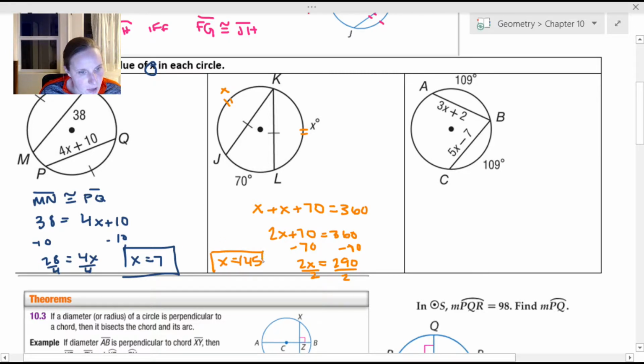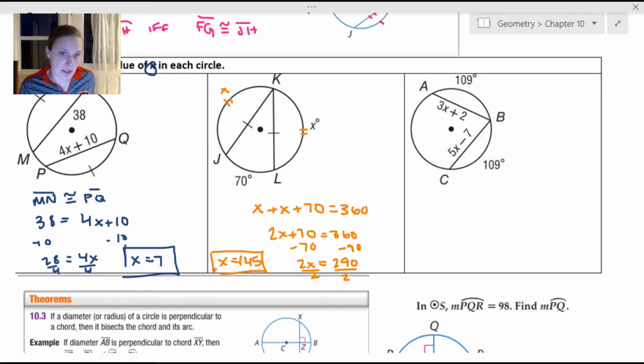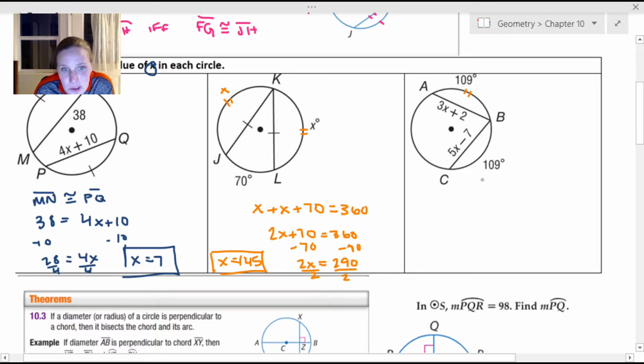All right, after I've done those two example problems, I encourage you, pause it. Try this one on your own. See how it goes. You could do it. You could try it. Okay, so 109 is equal to 109.